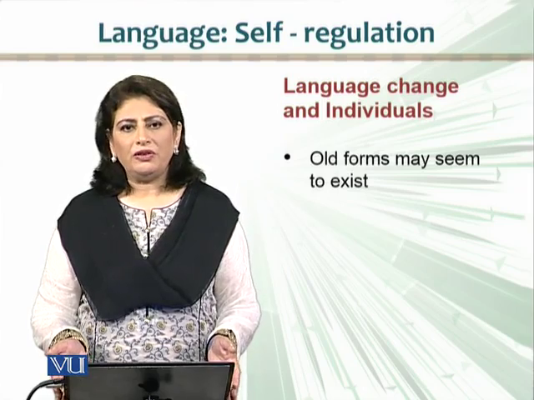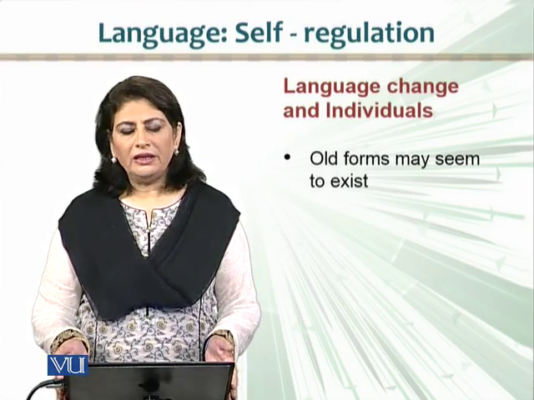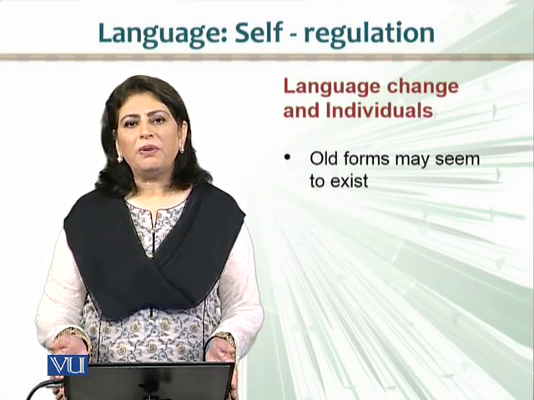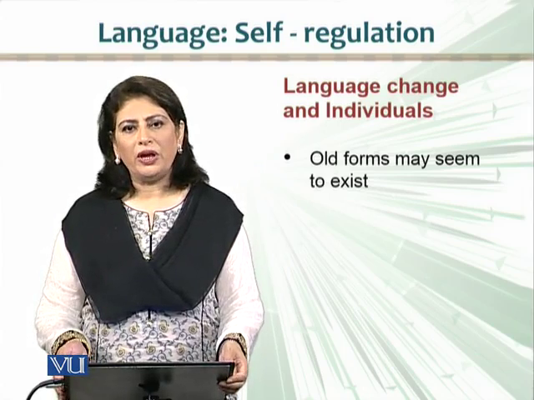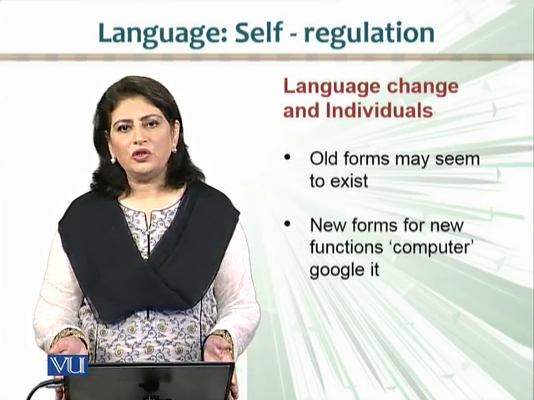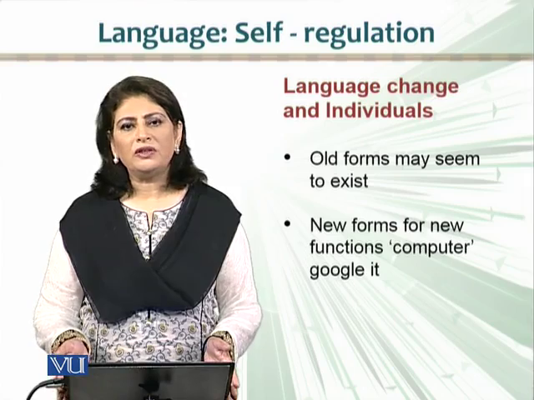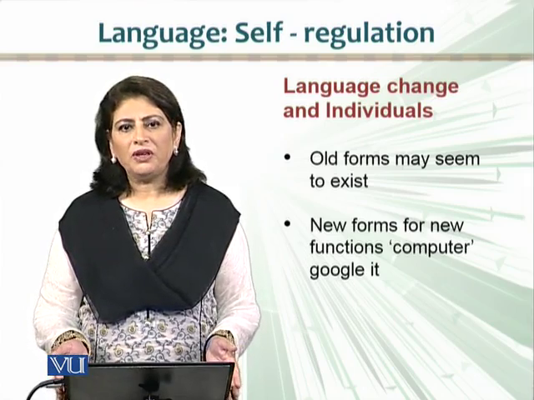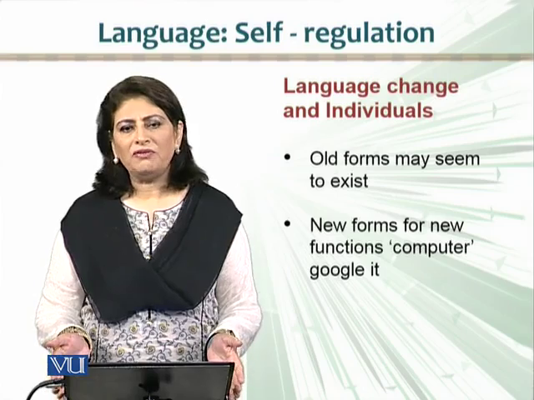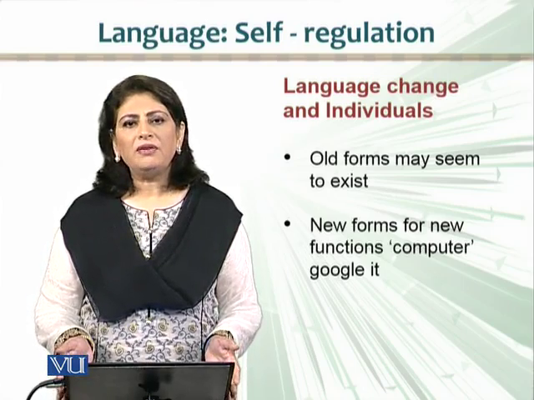Now, when language change occurs at individual level or at societal level, we will say that old forms of language may seem to exist. So we can say certain parts of language do continue to exist, while there might be new forms of language which are added to it. For instance, say about 40 or 50 years ago, when computer was not very common, the word computer was added when that was invented, when that came into use, the word Google it, several other things.